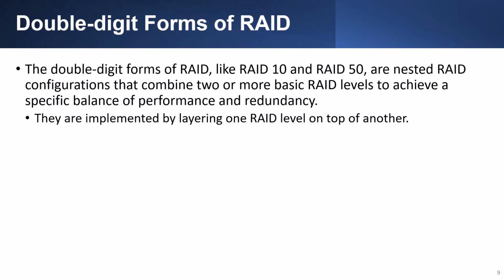The double-digit forms of RAID, like RAID 10 and RAID 50, are nested RAID configurations that combine 2 or more RAID levels to achieve a specific balance of performance and redundancy. They are implemented by layering one RAID level on top of another.